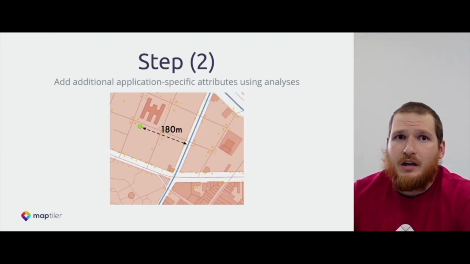Step two, we need to add an additional attribute to our points, which doesn't exist anywhere, but it's important for our use case. In our example, we want to tell the users how close is the bike shops or rental station from the cycleway. We will show you how to calculate the distance between each point and the closest cycleway, and we will show you how to include this information in vector tiles.